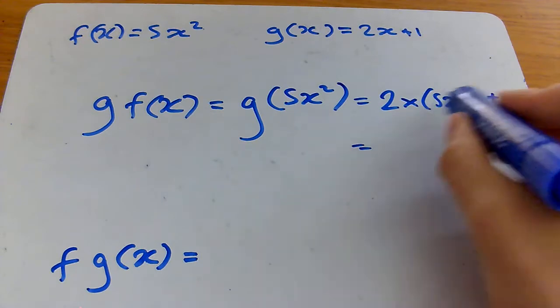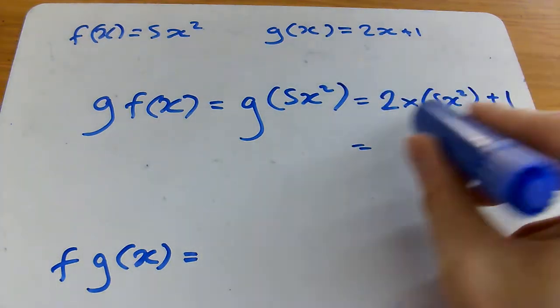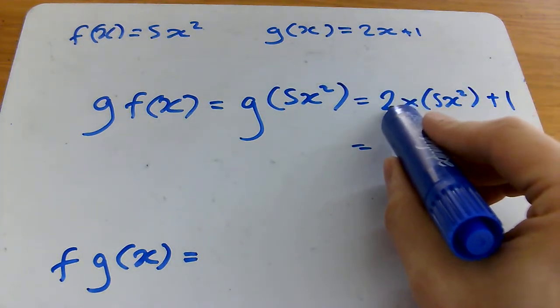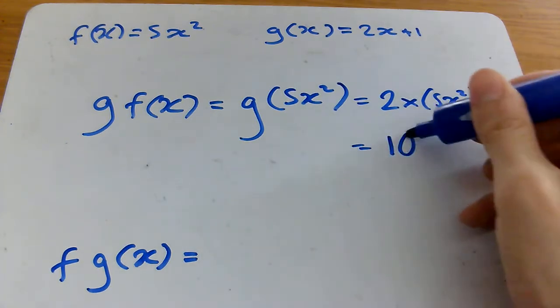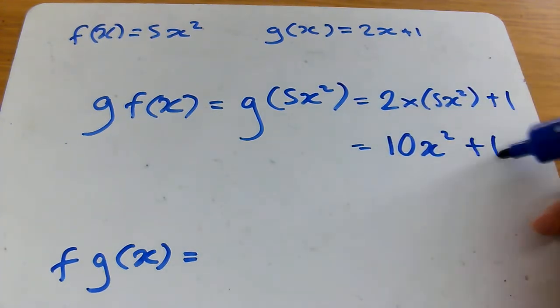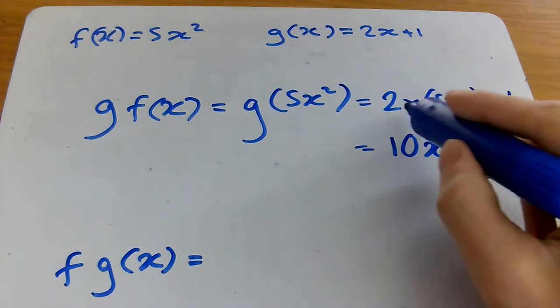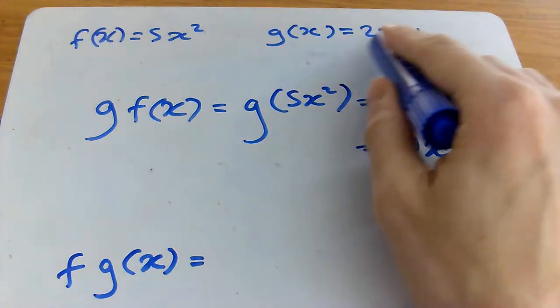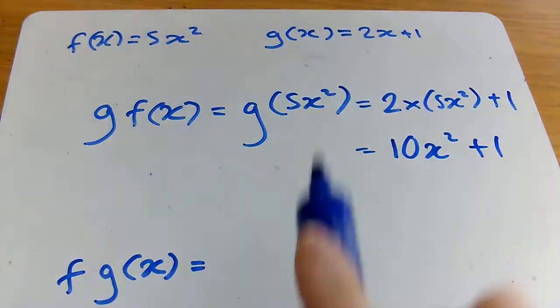So we've just replaced the x here with whatever we're inputting, and then we can simplify that. I've put in a bracket here just to show what the input was, but all that's going to happen here is we're going to do 2 times 5, 10x squared plus 1. That 2 is not timesing the 1, remember, the 2 is just timesing the x, and the x in this case was this term here.